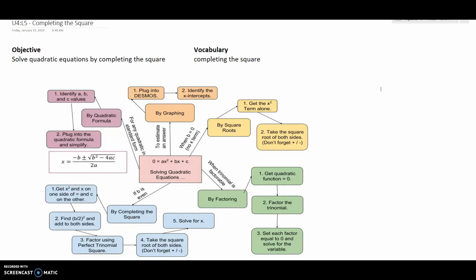Hello and welcome to Unit 4, Lesson 5 on completing the square. In this section, we are learning how to solve quadratic equations by the fourth method of completing the square.